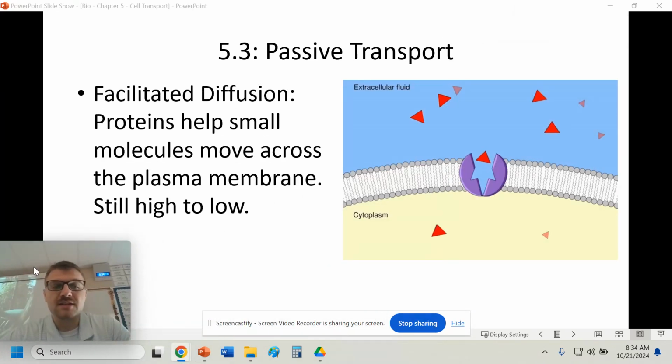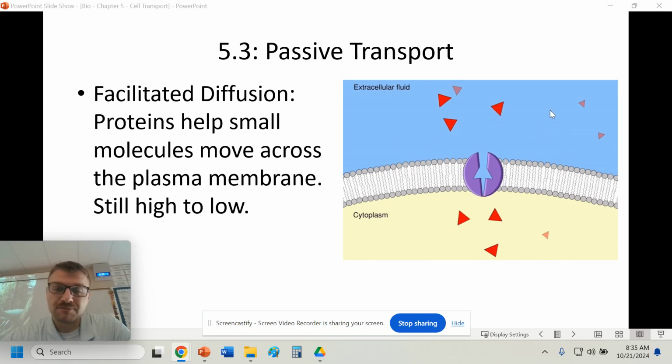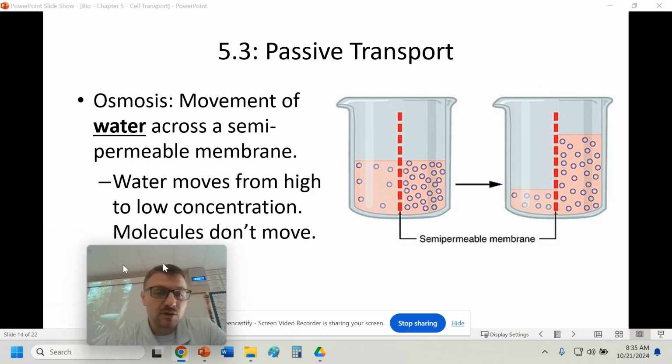We also have something called facilitated diffusion. This is where proteins in the membrane are going to be used. You can see here we have molecules moving from areas of high to low concentration, and the only difference here is they're going through a membrane protein. Okay? Now we have osmosis.